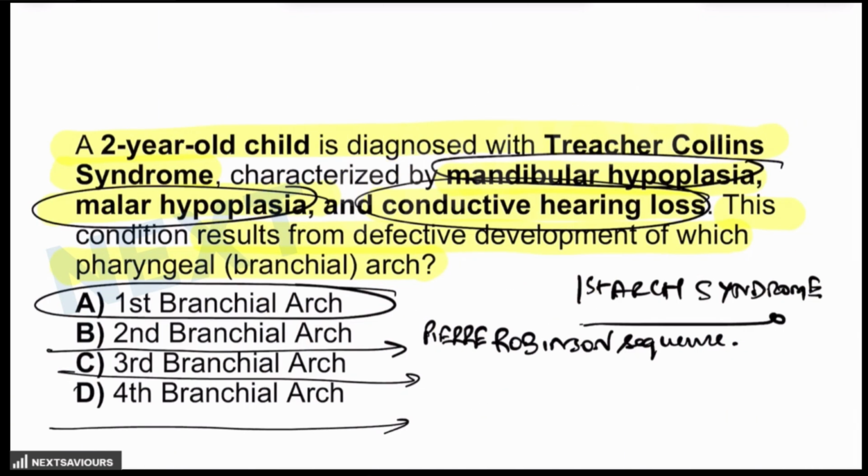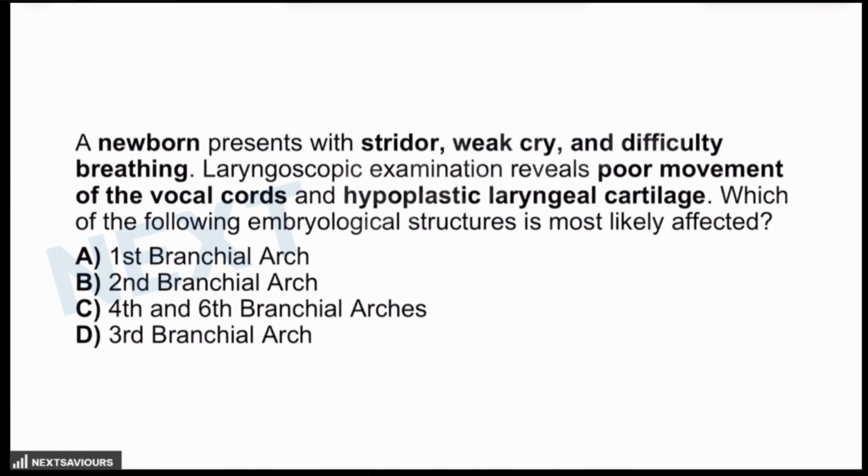the pharyngeal arch derivatives. And coming to the final question: a newborn presents with stridor, weak cry, and difficulty in breathing. Laryngoscopic examination reveals poor movement of the vocal cord and hypoplastic laryngeal cartilages. Which of the following embryological structures is most likely affected?